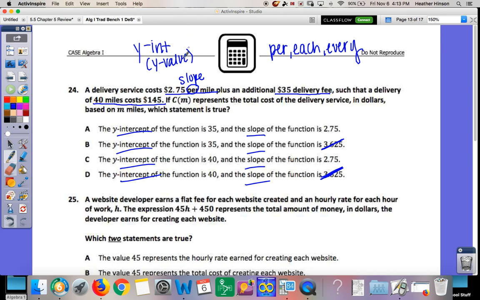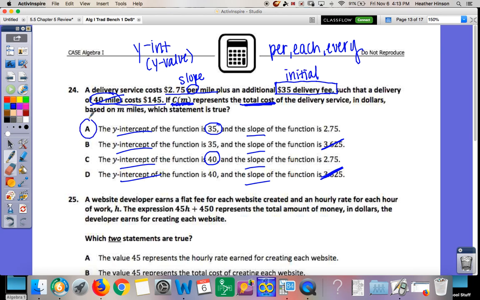Your y value here is C of m. That's in place of y, and that represents the total cost. So the only numbers we have are 35 and 40. 40 is miles, not a cost. So that one's out. And it's your $35 delivery fee because that's what they're going to charge you to start off with. Just for them to bring it to your house, you have to pay $35. That's your initial.